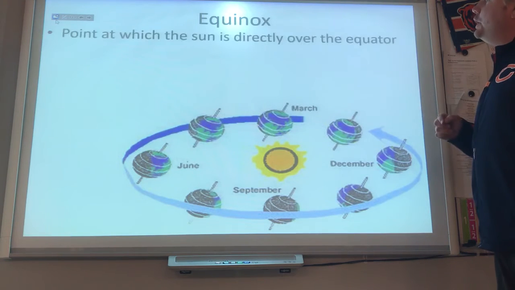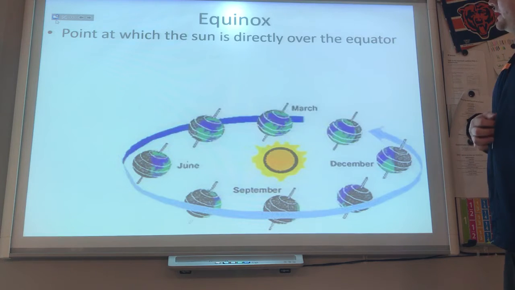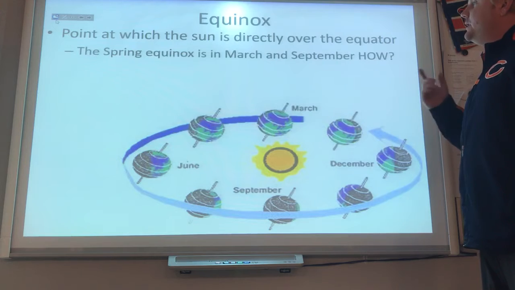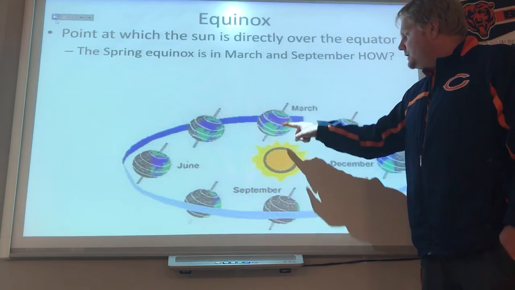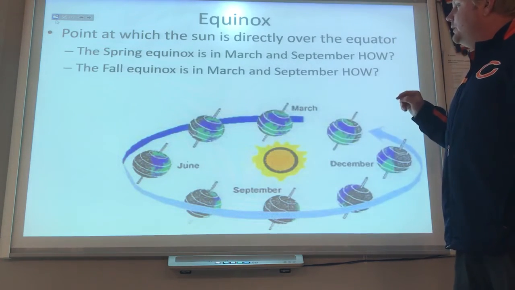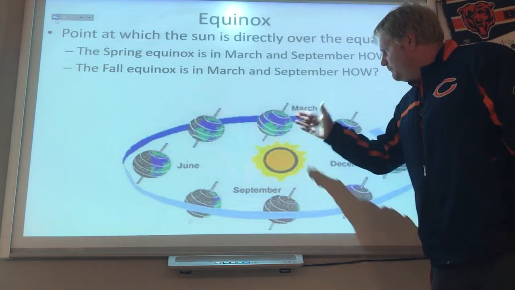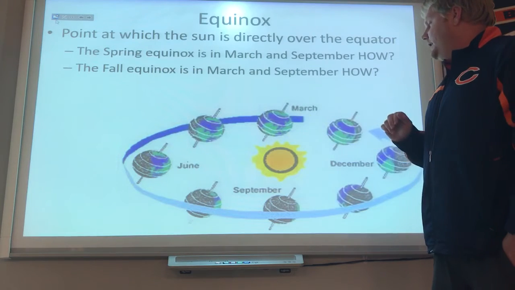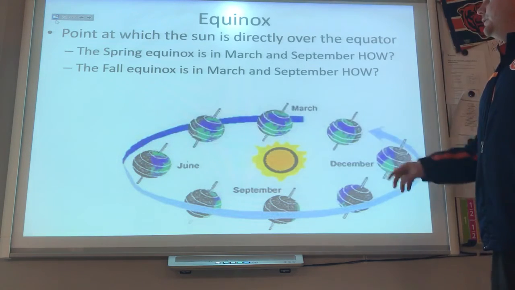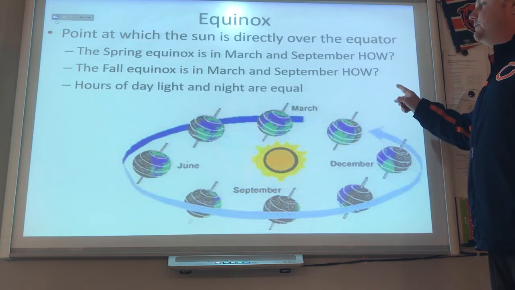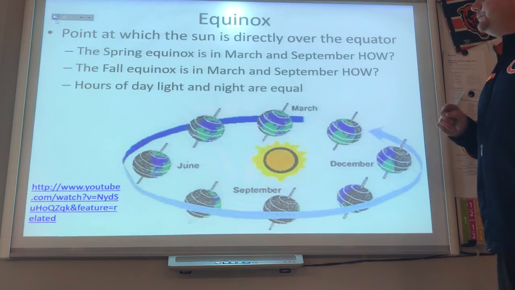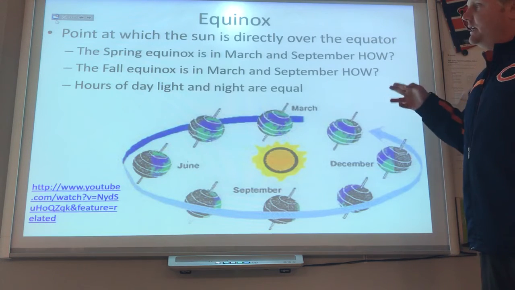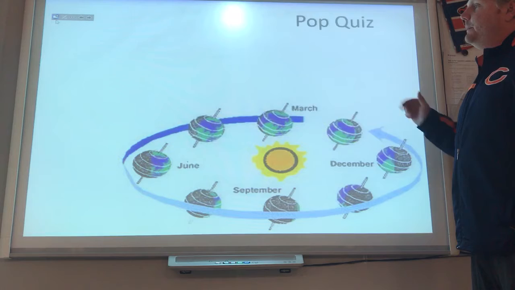Equinoxes. Point at which the sun is directly over the equator. March, September, our fall and spring. The spring equinox is in March. Hey, sun's right at that middle. And September. The fall is in March and September. Because in March, we're at the equinox. And they're at the equinox. September, same thing. The hours of daylight and night are equal. A video that will hopefully help explain it a little bit. These videos are key. Do take the time to watch them.